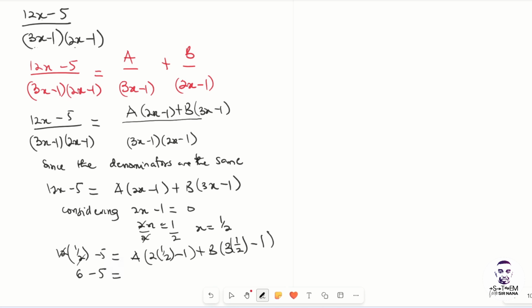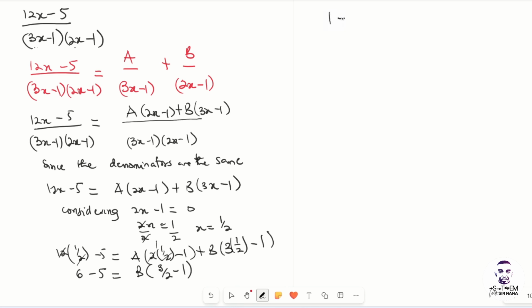And then we see that the a goes away because this goes into this 1. 1 minus 1 goes to 0. So it means the whole of the a goes to 0. Then we'll have the b, right? So we have b multiplying 3 over 2 minus 1, right? So we are going to have 6 minus 5 gives us 1.